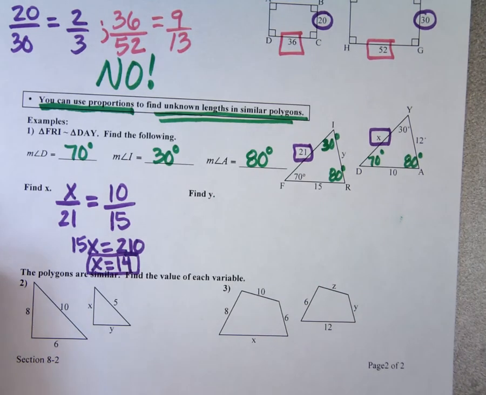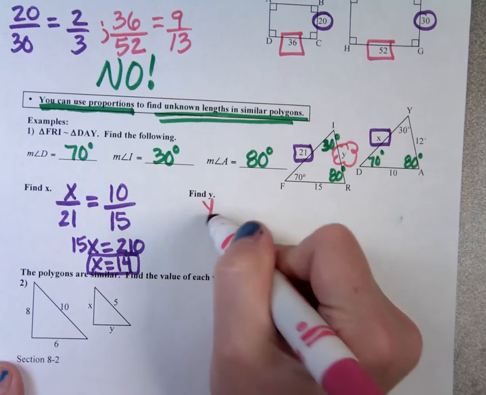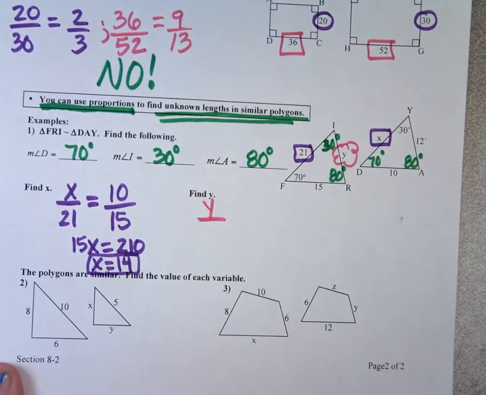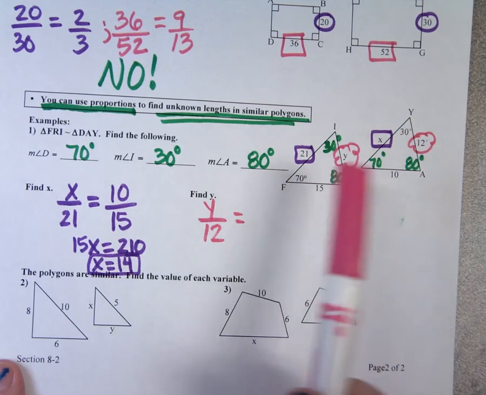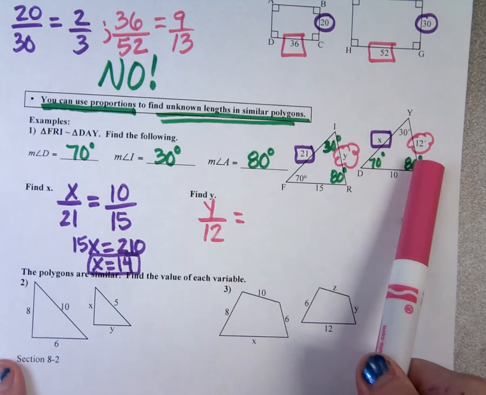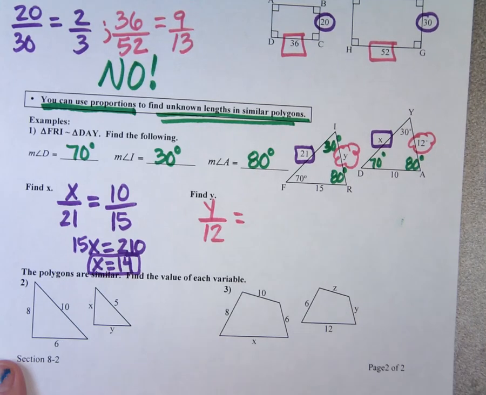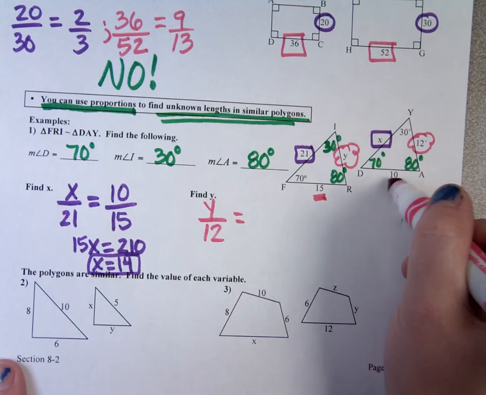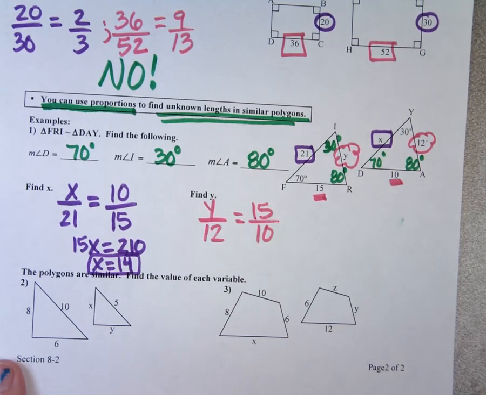Okay, let's find Y. So I'm going to start with Y. And what can I compare Y to with the number over there? I can compare the Y with 12. Okay, this time I started with the left picture and I went to the right. So I have to go back to the left picture and then go to the right. So Y is to 12 as 15 is to 10.